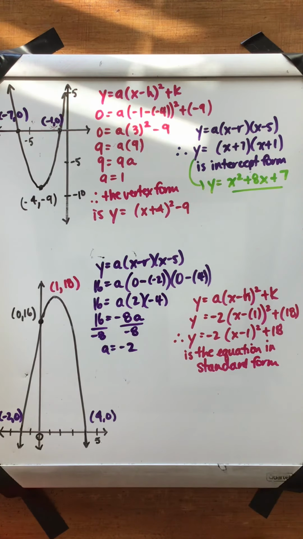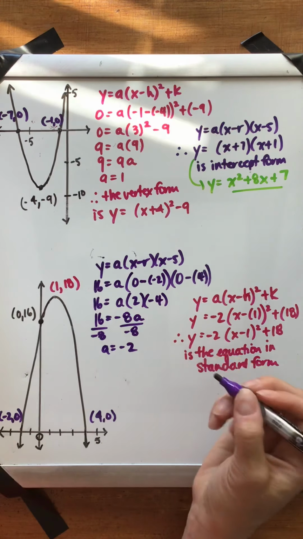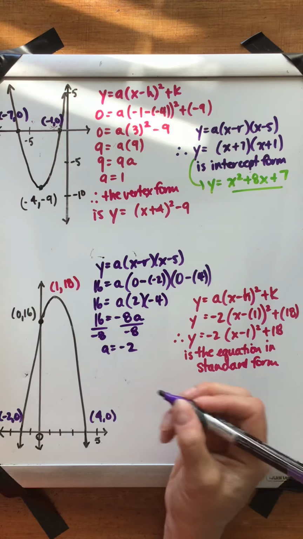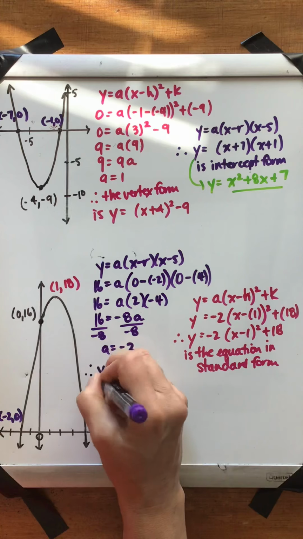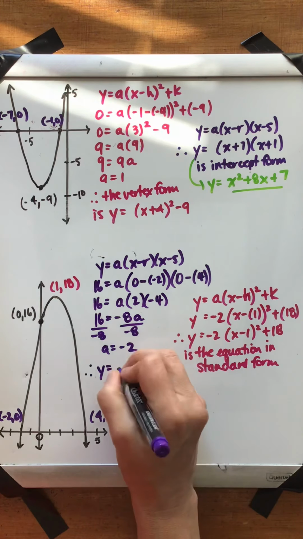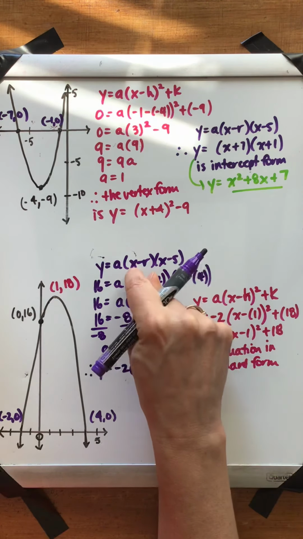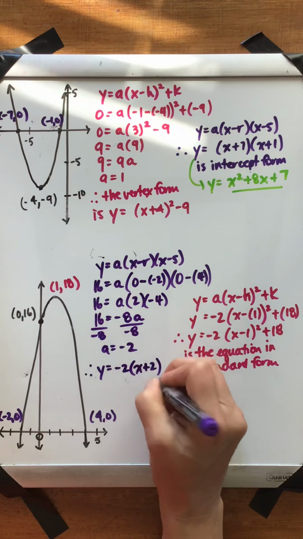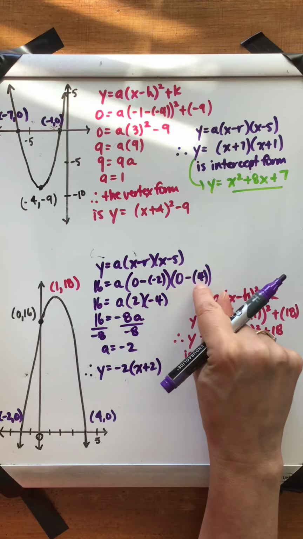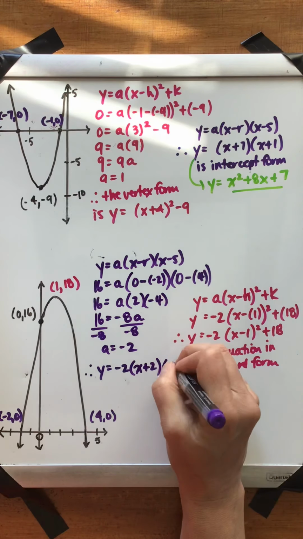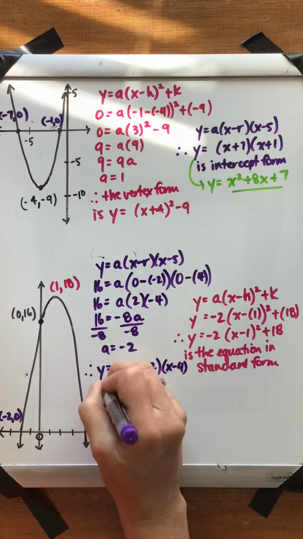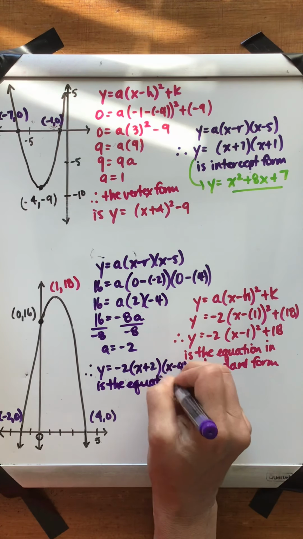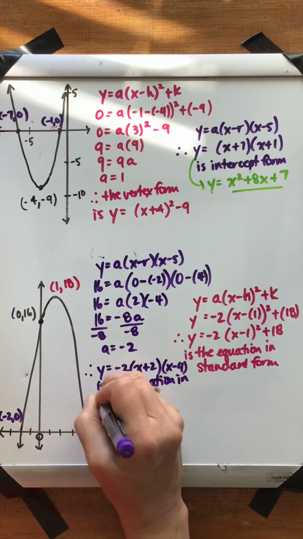And we'll just finish off back here. This one, we didn't finish the equation. We got to a and I jumped. We should go back and finish it, my bad. So therefore, y equals, our a value is -2. We have x minus -2, which means it's going to be x plus 2. And we have x minus 4, which means it will be x minus 4 here, is the equation in intercept form or factored form.